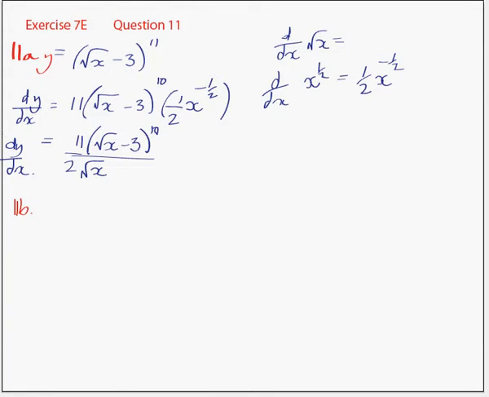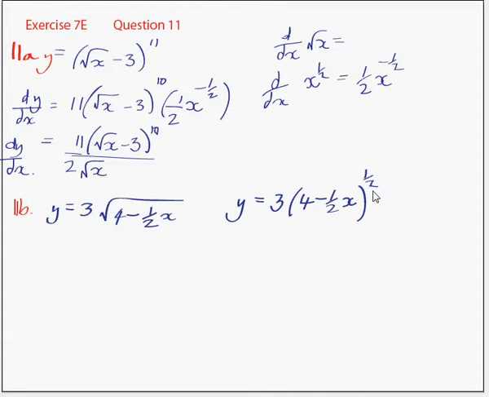The next question is y equals 3 times the square root of 4 minus 1/2 x. Now again, I need to turn this into an index form first, so I'm just going to rewrite the question. Then I can find the derivative using the chain rule. 3 times a half, 4 minus a half x to the minus a half, by the derivative of the inside, which is minus a half.